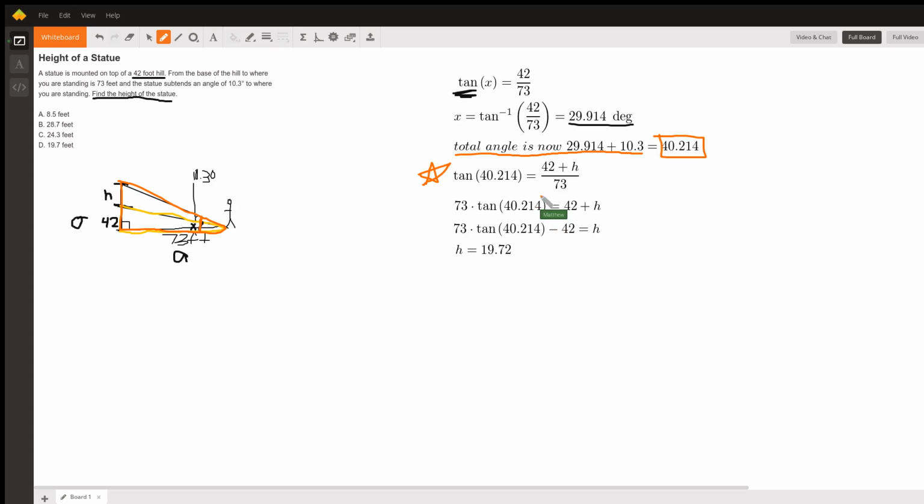Going through and solving that for h, we can get h alone by multiplying by 73 on both sides. That gives us our final answer of 19.72, which is D.